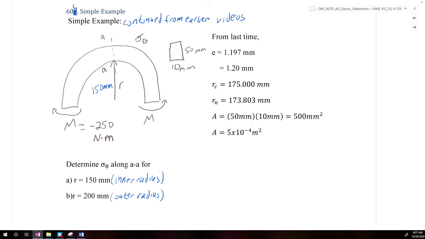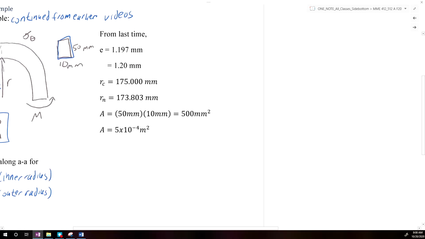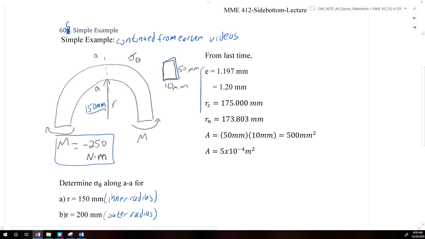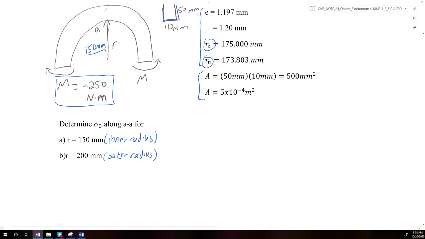So earlier in the last few videos, we talked about a curved beam that we applied a 250 newton meter load to. We knew the geometry, the inner radius, and the cross sectional area, so we could calculate the eccentricity, the radius to the centroid, the radius to the neutral axis, and the cross sectional area. So we can determine sigma theta along AA using the following equation.